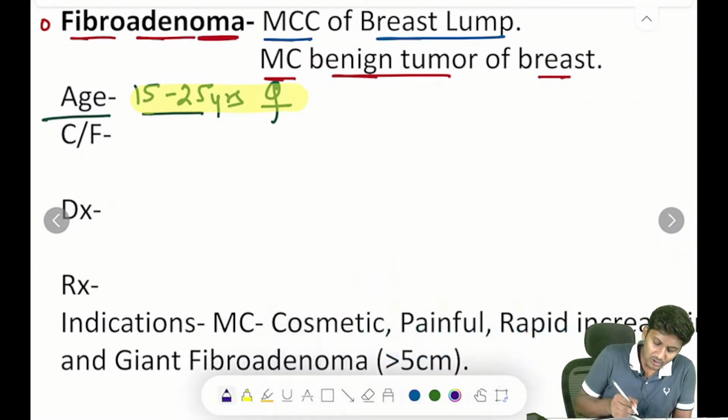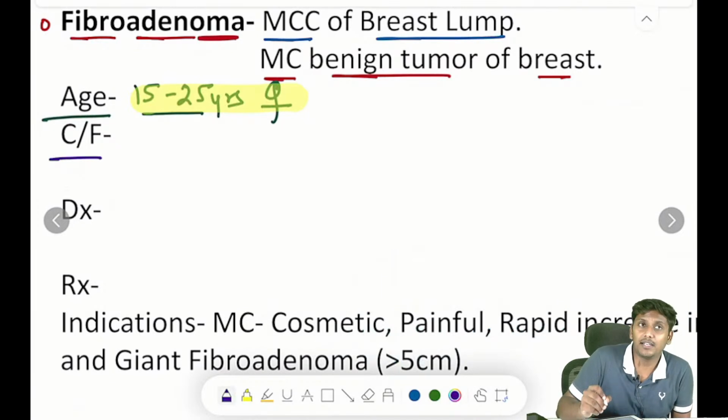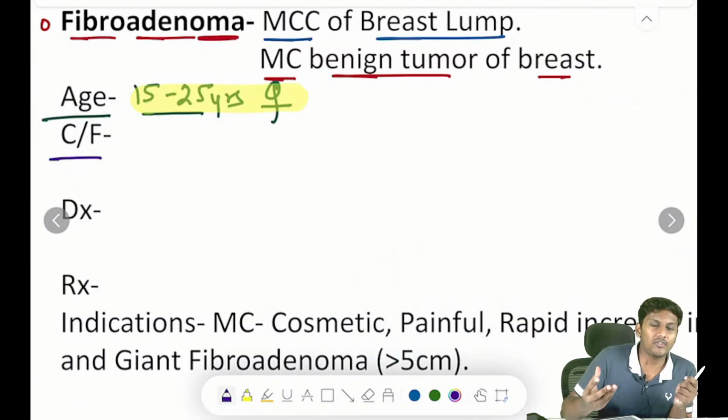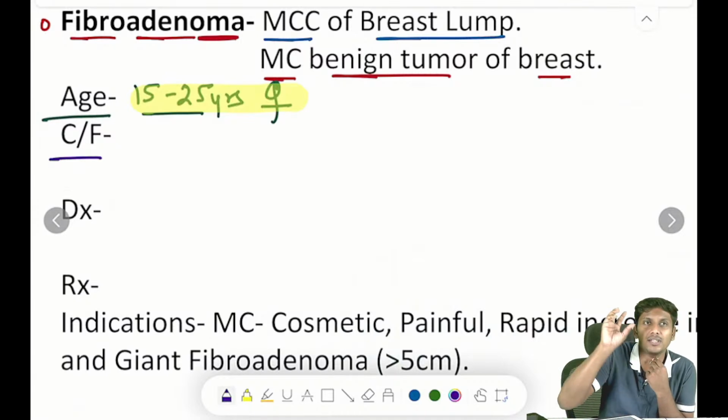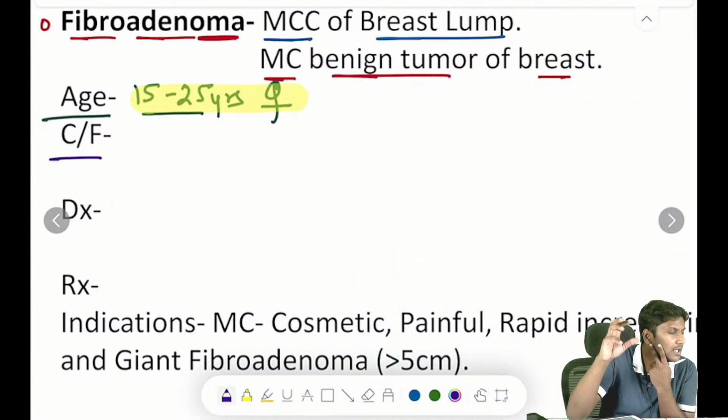Important is, if I talk about the clinical features, what will be a clinical feature? First of all, the patient will have a firm lump. Okay, lump is obviously there because it is a tumor. Definitely it is going to form a lump. But this lump will not be soft. Okay, it will be a firm lump because it contains a lot of fibrous tissue. It will not be completely hard, but it will be a little firm. There will be a firm breast lump, but it will be mobile.